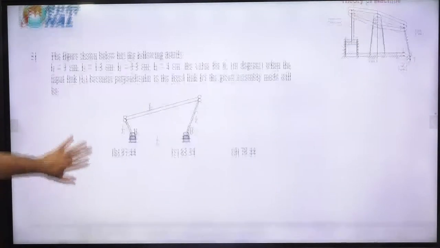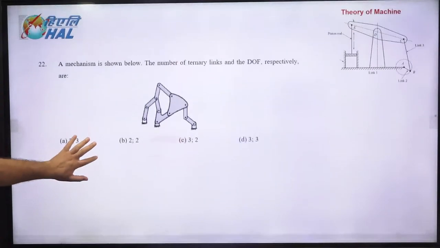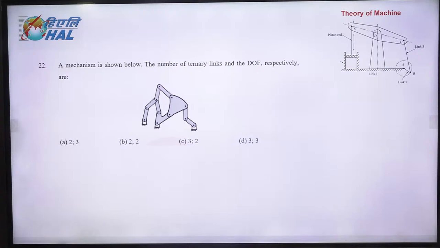Okay, so let me come back to this numerical. First we go for this. Tell me now, what is the degree of freedom for this, and how many ternary links you have? Calculate the number of ternary links and the degree of freedom. We already know the formula. What is the degree of freedom for this particular mechanism?